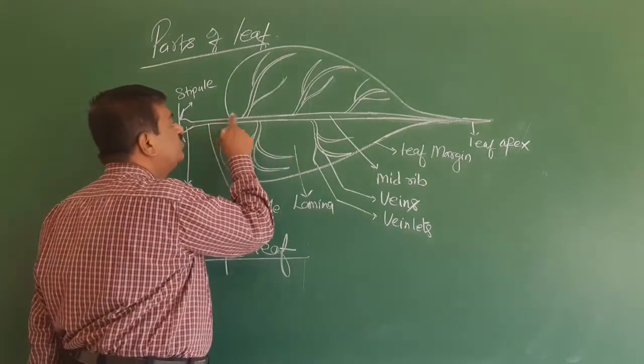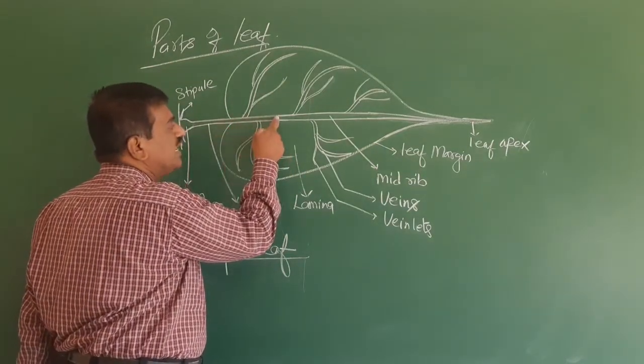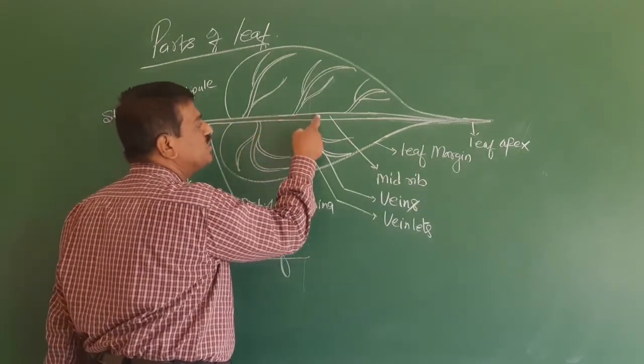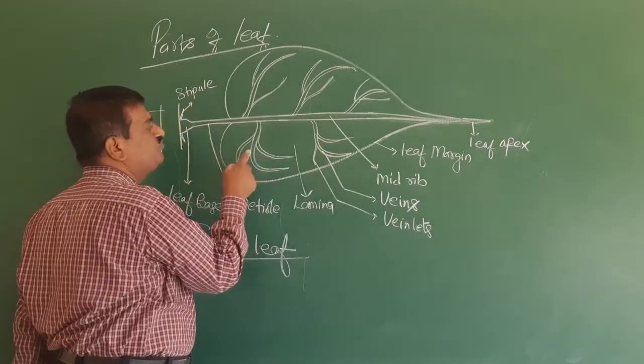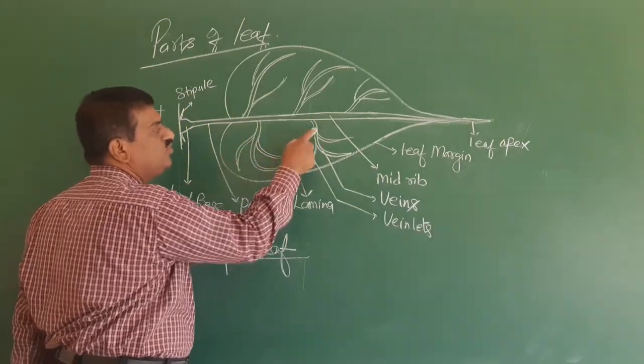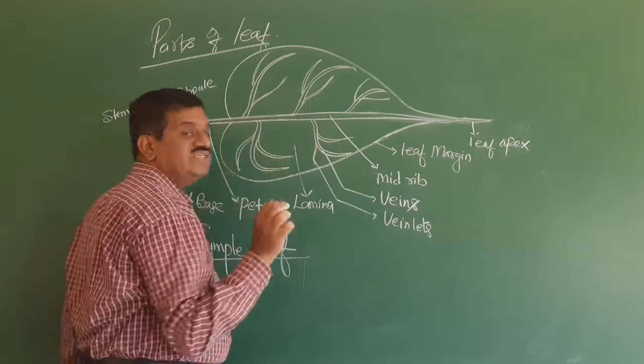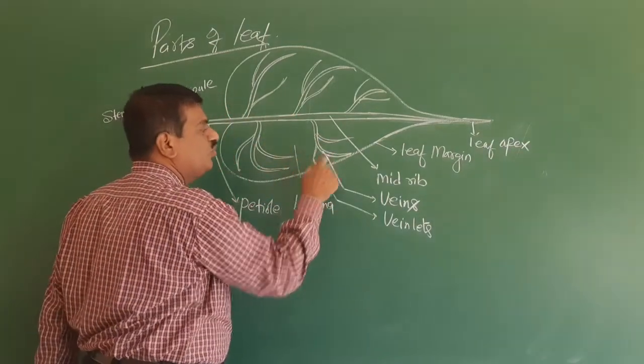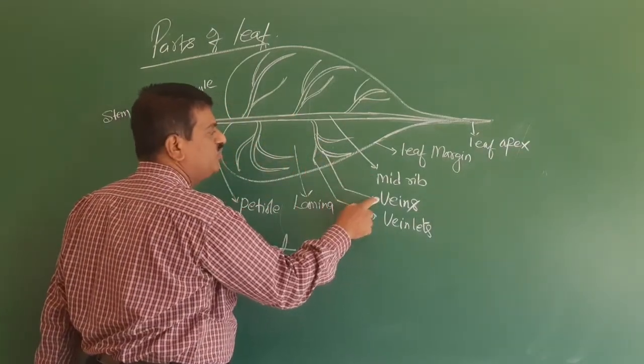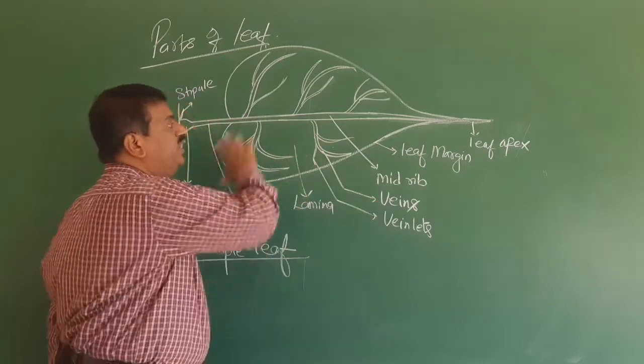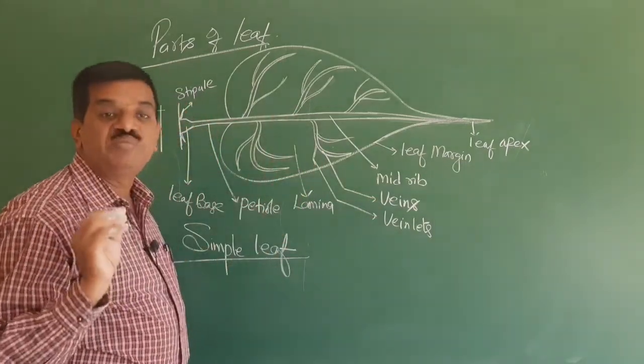Here the petiole continues as a midrib. On either side of the midrib there are veins. All these are called veins. The veins are followed by veinlets. So midrib, veins and veinlets are present in a leaf lamina.